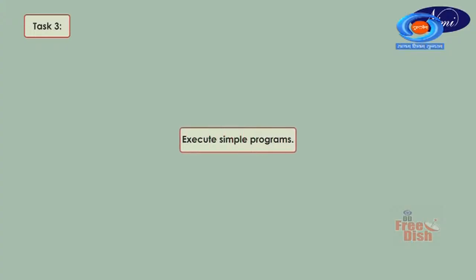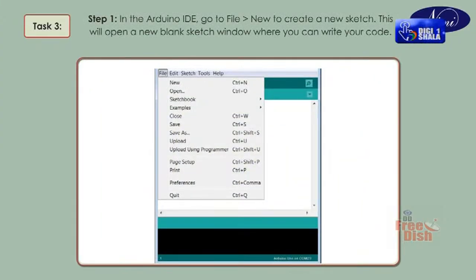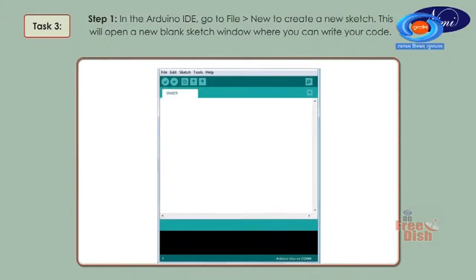Task 3. Execute simple programs. Step 1. In the Arduino IDE, go to File, New, to create a new sketch. This will open a new blank sketch window where you can write your code.